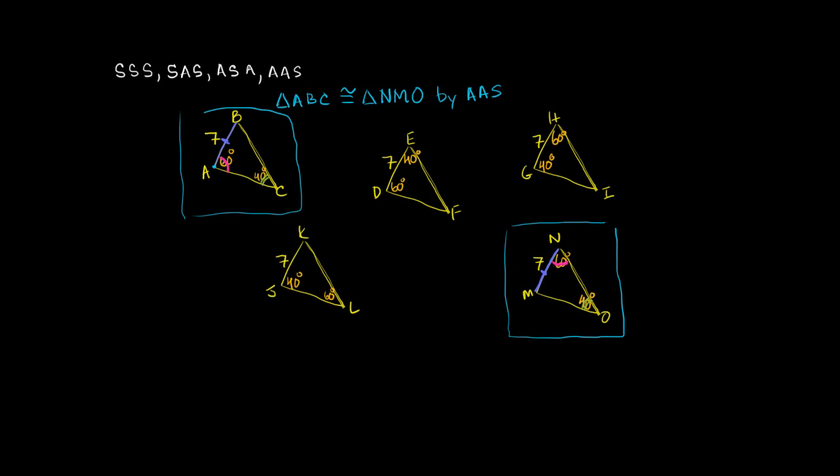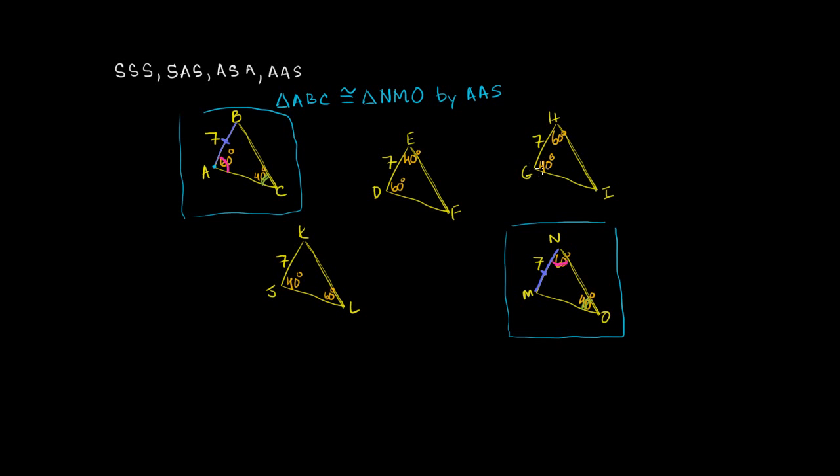Now let's look at these two characters. So here we have an angle, 40 degrees, a side in between, and then another angle. So it looks like ASA is going to be involved. We look at this one right over here. We have 40 degrees, 7, and then 60.